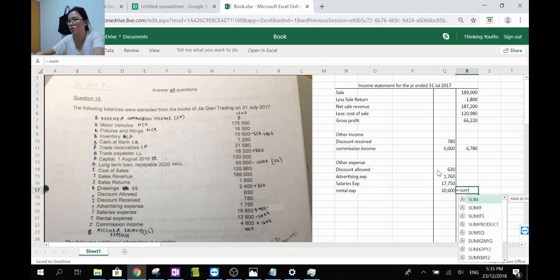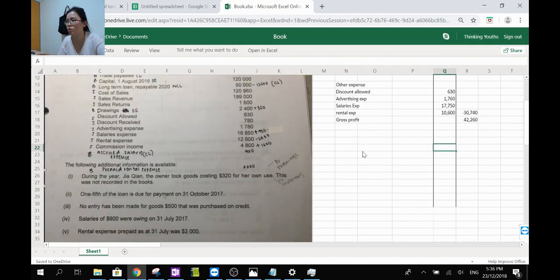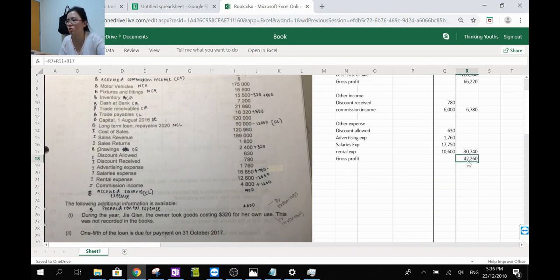So this will give you 30,000. Okay, so the last step is to find gross profits. So we will sum the 3 items up. Okay, so 42,200 is your profit for the period.